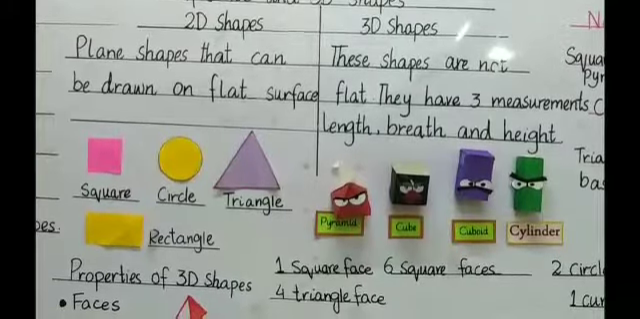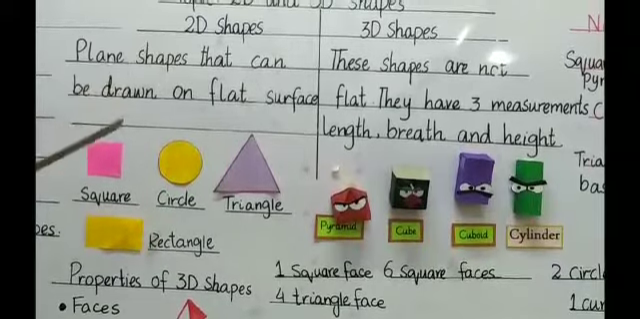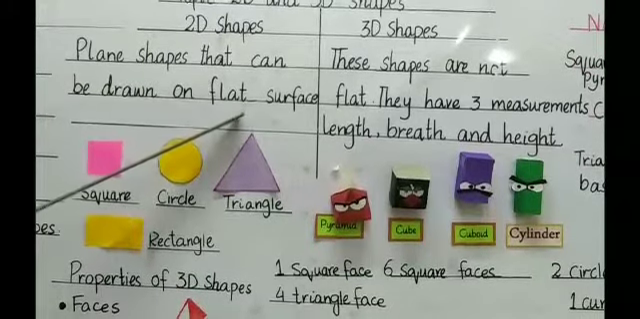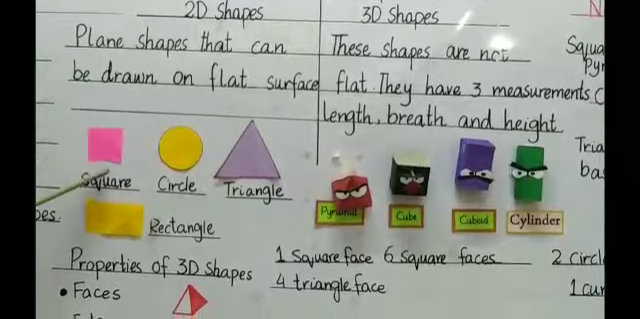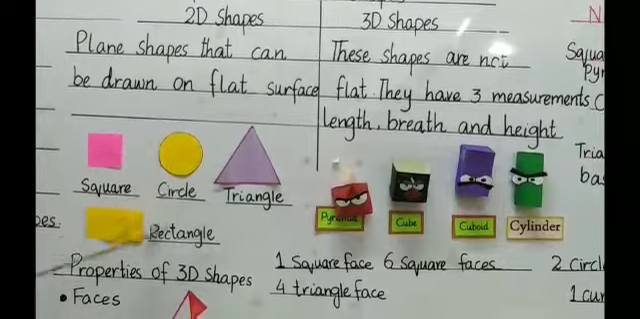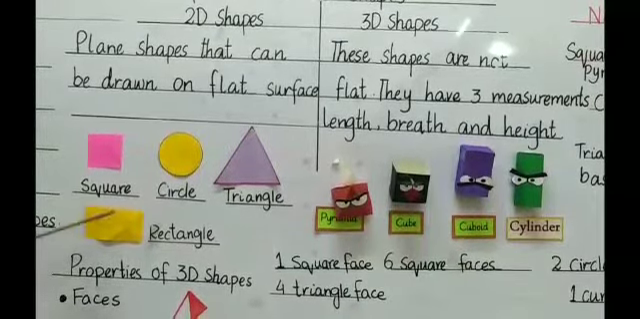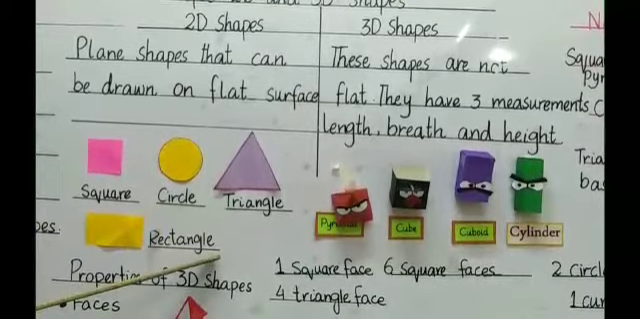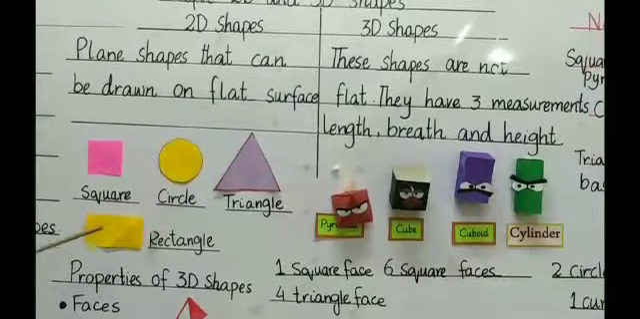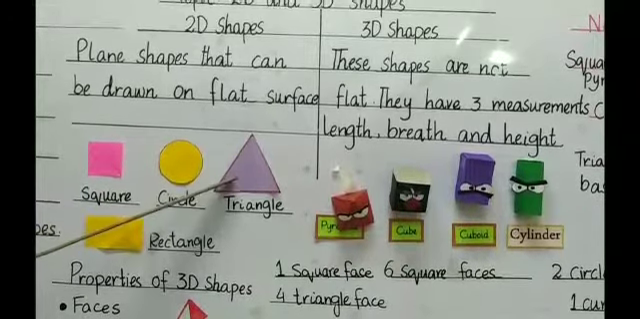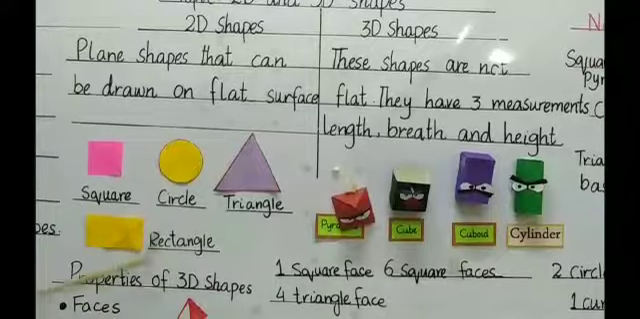Dear students, as you can see here, 2D shapes are those shapes that can be drawn on a flat surface. As you can see, this is a flat surface and here are some shapes: square, circle, triangle, rectangle are some of the 2D shapes. 2D shapes have only two measurements.